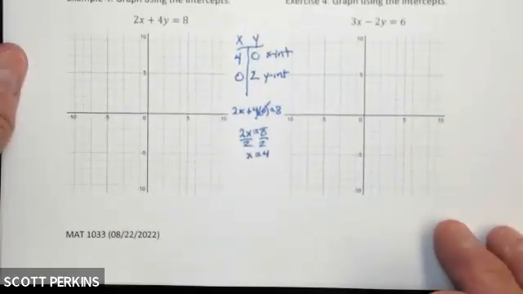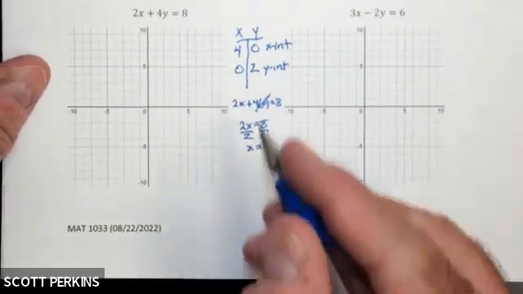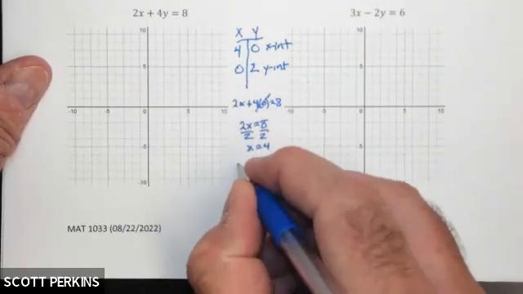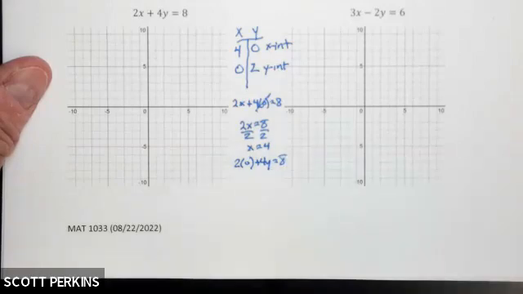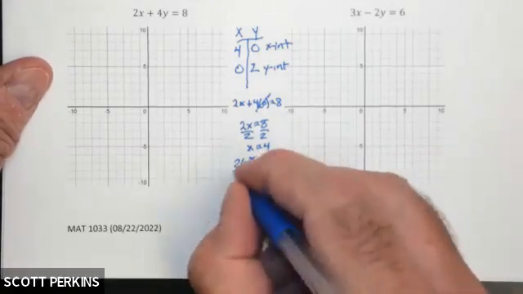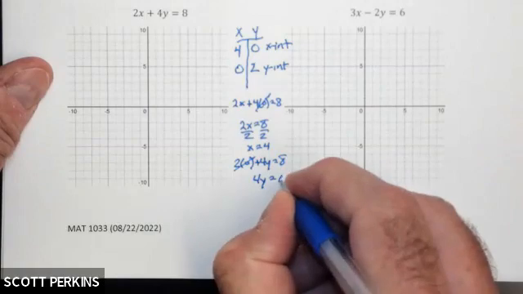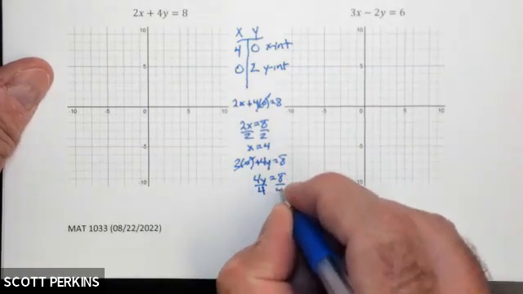We all learn at different paces, so don't judge yourself. So I'm going to put 0 in for x. So we've got 2 times 0 plus 4y equals 8. 2 times 0 is 0. And when I divide by 4, that's where the 2 came from.